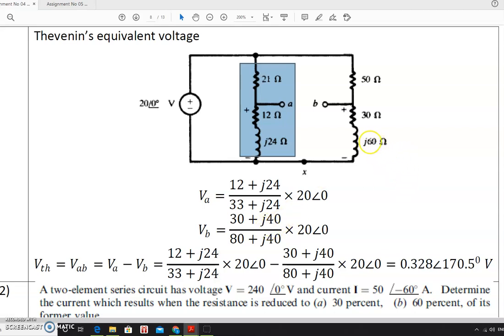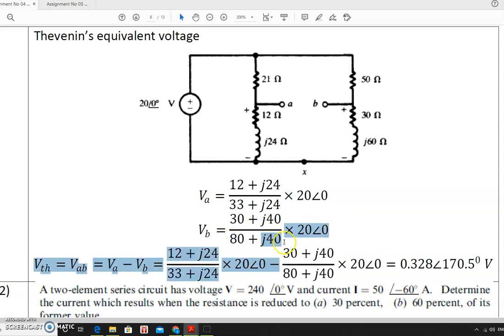Sorry, by mistake I have taken this as j40 in this problem. It should be j60. So make it correct, please. It is j60. So 50 plus 30 gives you 80, and it is j60. It is not j40, it is j60. So 80 plus j60 in the denominator, into 20 at an angle of 0.